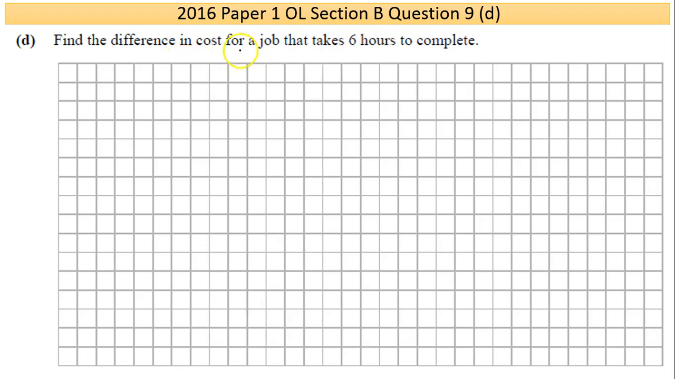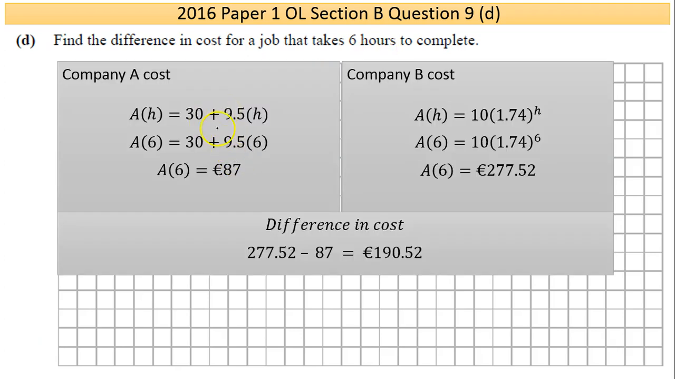So part D here, we're getting to the end. Find the difference in cost for a job that takes 6 hours to complete. So 6 is your time. You're going to calculate it. You put 6 into the function for company A. You could have read it off the graph either. I'm doing it by calculation. Can't see any reason why that's a problem.